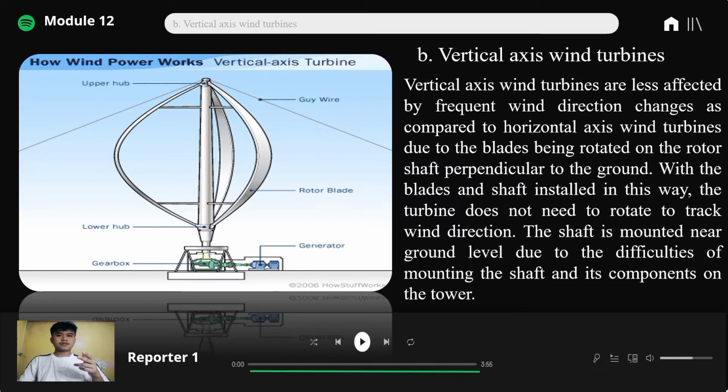How wind power works for the vertical axis turbine. As you can see in the figure, we have the upper hub at the top of the vertical axis turbine. Then we have a guy wire, and the rotor blades are formed through it. At the bottom of the upper hub we have a lower hub, and at the bottom of the lower hub, the gearbox and the generator. The generator is the main source of power for the vertical axis turbine to work. However, strong winds can help the vertical axis turbine generate more electricity.